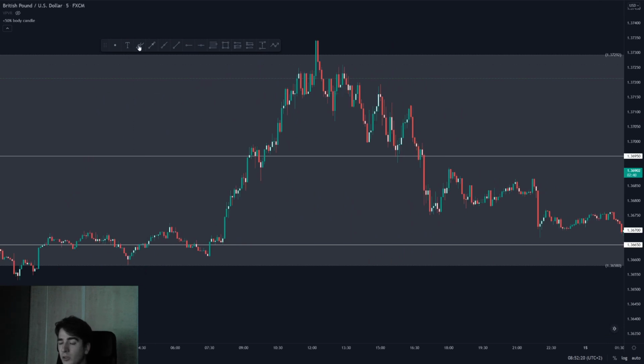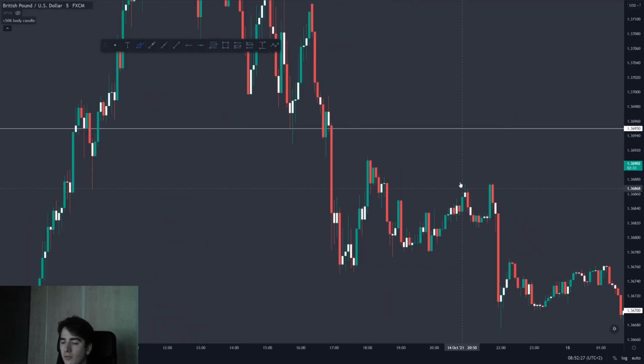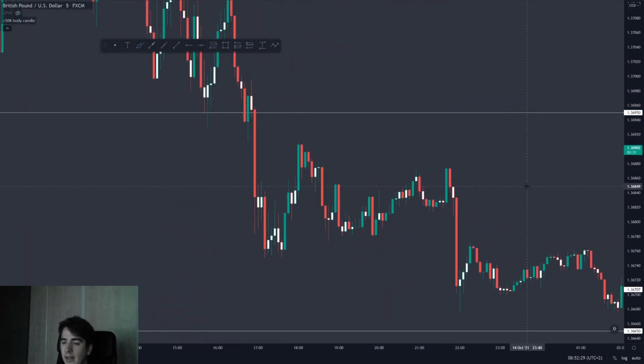So you preferably want to be looking for shorts. As we can see over here, we have that clear downtrend structure. So what you now want to do is look for those obvious areas of supply and demand.